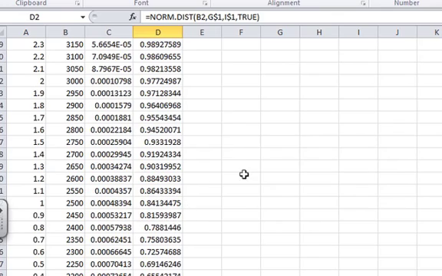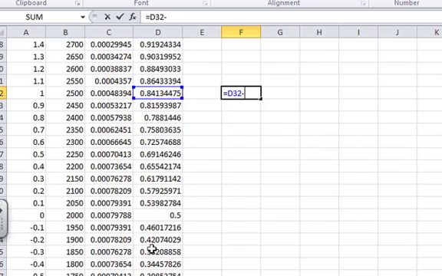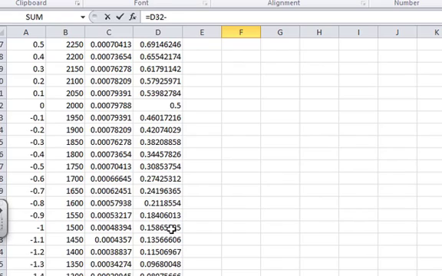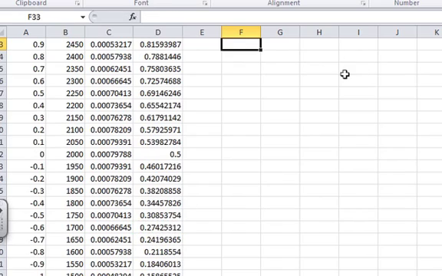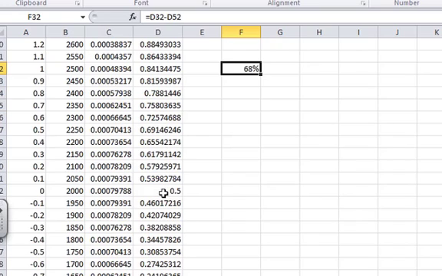And I can actually show that the distribution here. So if I take a formula, so I'm going to go equals, so that's one standard deviation above the mean, and I'm going to subtract the value for one standard deviation below the mean, and we find that this is 0.68. If I change that to a percent, it's 68%. So 68% of our data is between one standard deviation above the mean and one standard deviation below the mean.